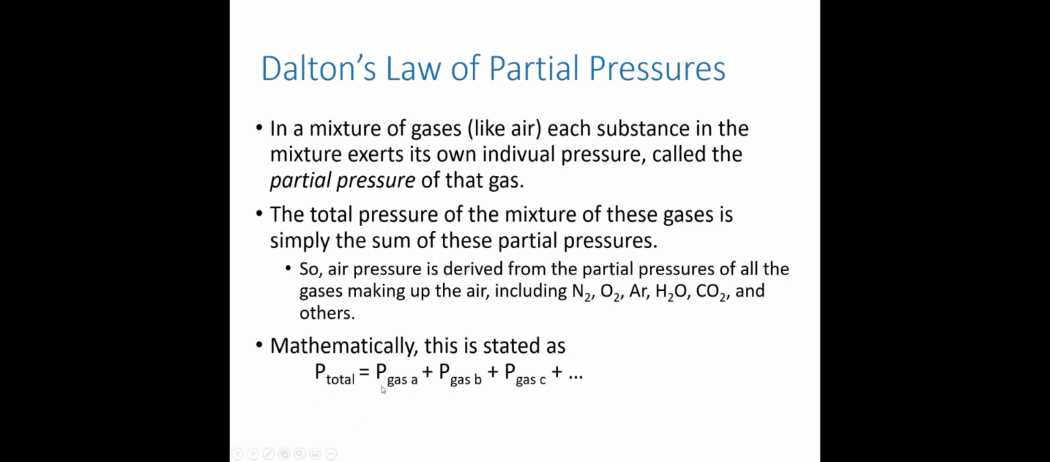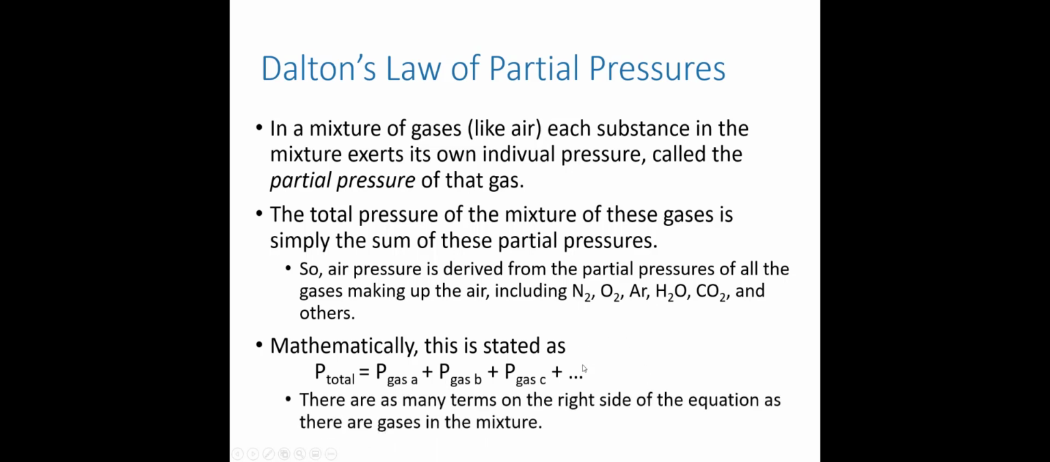And this is the notation that we use for partial pressure. So if the gas, for example, was nitrogen, we would write P and then the formula N2. For oxygen, we'd say PO2, or we might write the word oxygen. So ultimately, there's just as many terms on the right side as there are gases in the mixture.